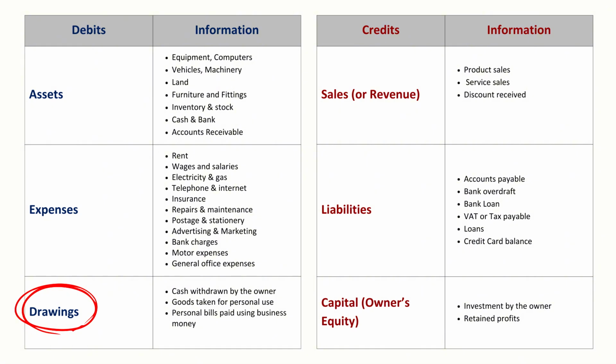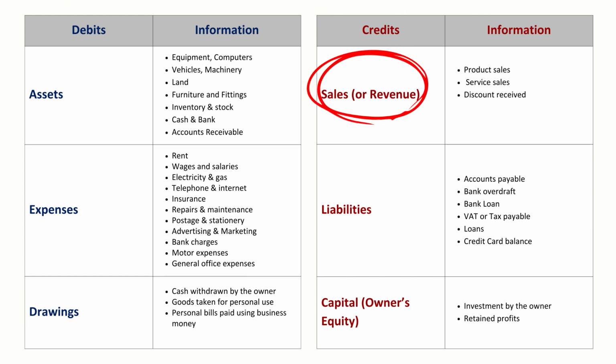Drawings. When the owner takes money or goods out of the business, we debit drawings because it reduces capital. Example, the owner withdraws £500 for personal use. Credit side. Revenue. When the business earns money from sales or services, we credit the revenue account. Example, making a sale or earning service income.